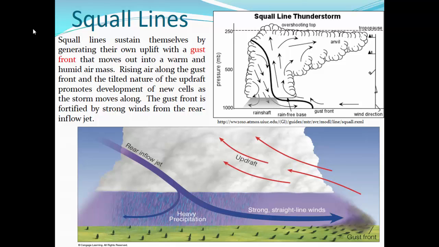Now, two things happen. It forces the updraft to be tilted significantly, pulling very warm, moist air into the structure of the leading edge of the squall line and enhancing the updraft. But that strong straight line wind that exits out ahead of the squall line as a gust front can be really quite dangerous. Squall lines are known for heavy precipitation, a lot of lightning, but also for dangerous and damaging straight line winds.